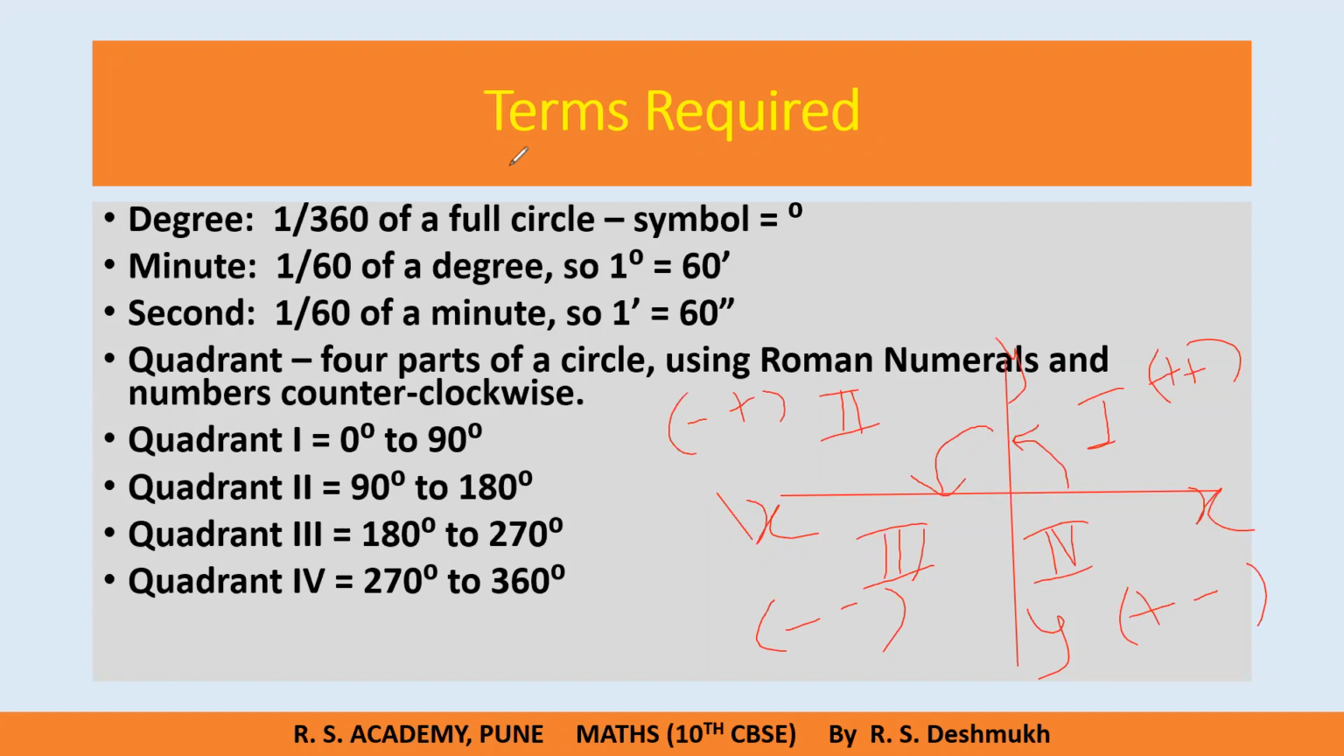One more thing before starting with the problems of trigonometry: whenever you are drawing a full circle, always keep in mind, my dear friend, this is 360 degrees. If I do 1 by 360, that is called a degree. If I go for 1 by 60 of a degree, that is called a minute. So always keep in mind, 1 minute is equal to 1 by 60 degrees, and 1 second is equal to 1 by 60 minutes.